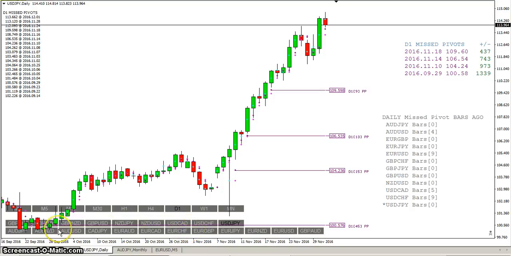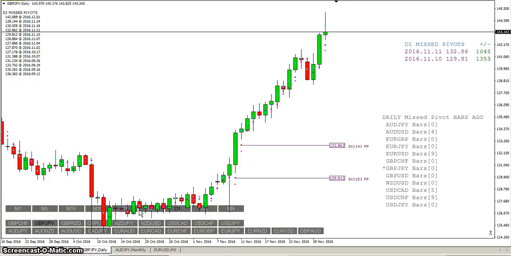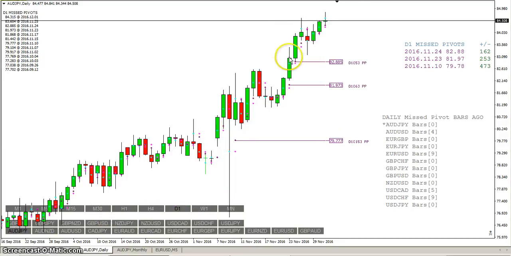Let's check out the euro. Okay, the euro missed pivots a long time ago, way up here. So you can see it missed the first one 9 bars ago. So let's look at the beast. Another missed pivot right there. And here's a missed pivot. Actually, maybe we can just click on through. 5 days ago.